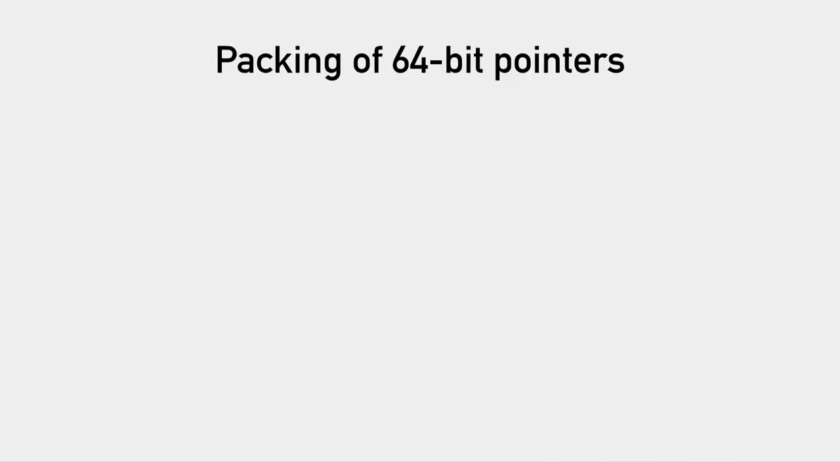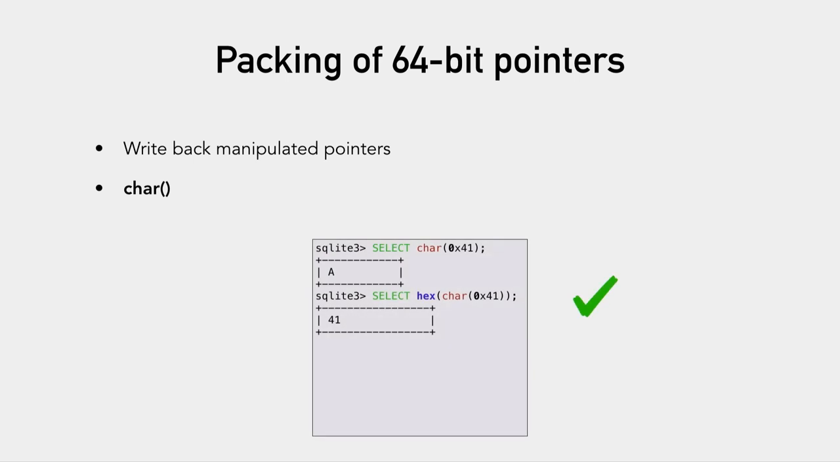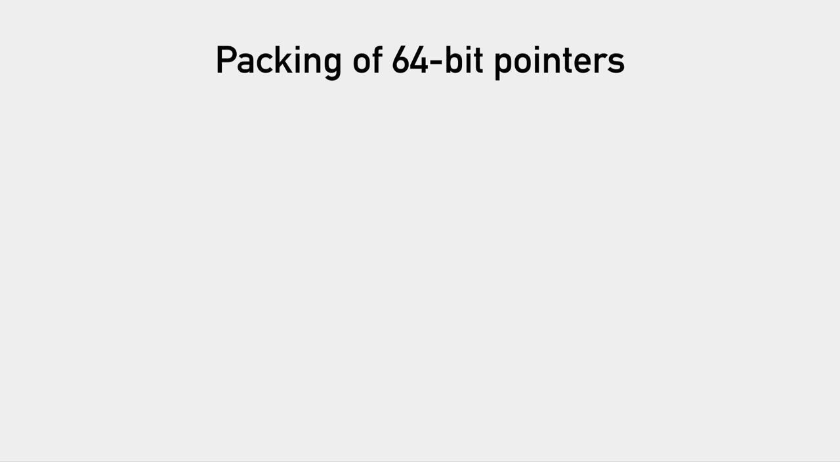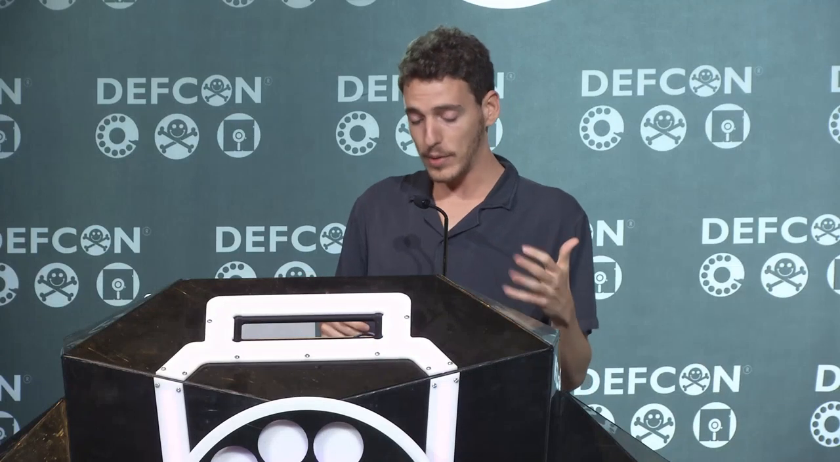So, packing 64-bit pointers, because we read some pointers and we manipulated them, now would be a good time to write them somewhere. So we thought char is going to be really useful here because we are used to char being the reverse of hex, right? And it actually works fairly well on some values. But on higher values, this was a problem because they were translated back to their 2-byte code points in Unicode. And this was a huge obstacle for us. And we actually had a really big problem with this.